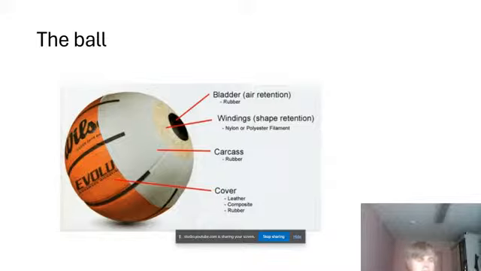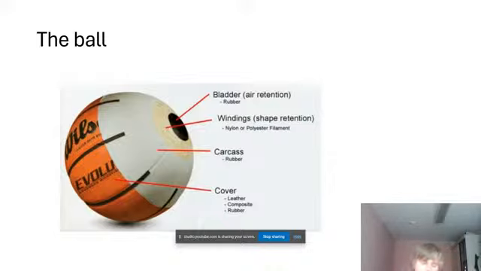Let's talk about the ball for a moment. So the ball consists of a bladder. Yes, it's the same word for the organ that holds your liquid waste in, because back in the day, people liked playing sports too, but the sports were very different from what we know today, though some ball sports did exist.